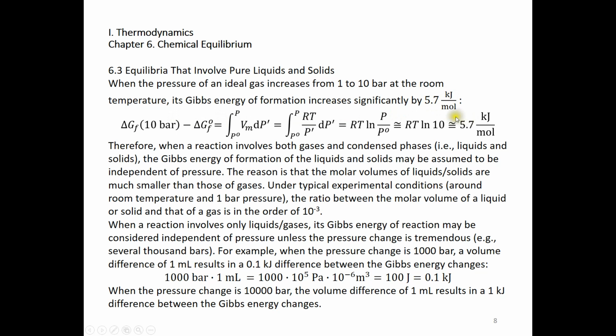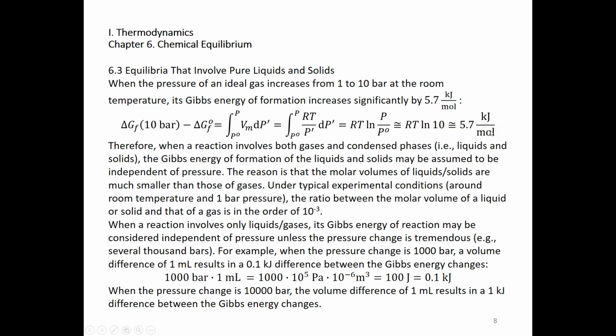We can do this calculation assuming ideal gas behavior. When we integrate this molar volume, we change it to RT over P. The reason I use P prime here is because I have the P as the upper limit. Somehow we need to change the notation for the variable. This P prime is just a dummy variable. You can even replace this P prime with beta. It does not affect the evaluation of this integral. It's going to be this, and we plug in 10 bars here and 1 bar here. It's going to be RT ln 10. Plugging in R and the room temperature, we get 5.7 kilojoule per mole.